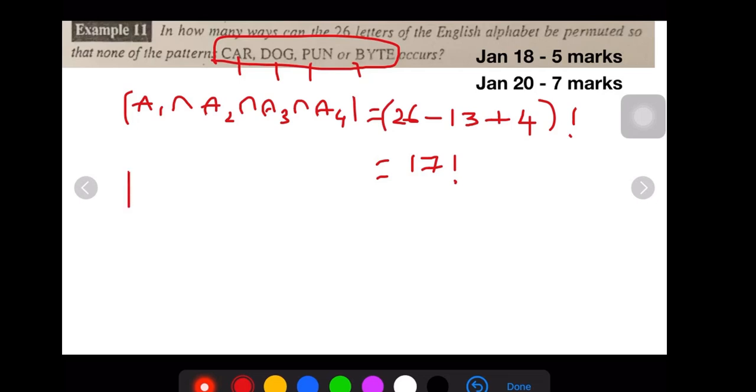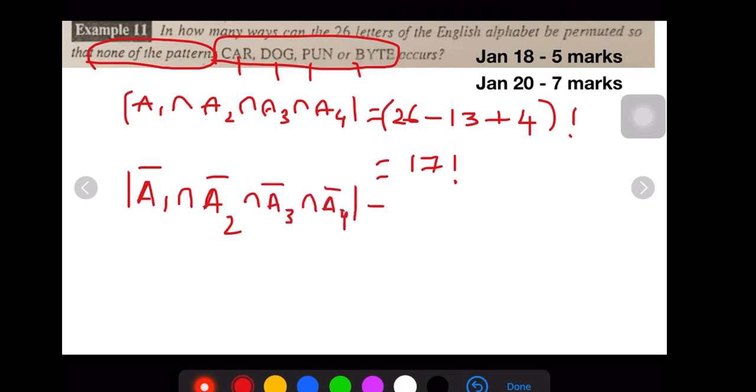So after computation of all this, you need to find out the permutations for A1 bar, because the question is that none of the patterns should be present. So A1 bar intersection A2 bar intersection A3 bar intersection A4 bar. It becomes 26 minus 13 plus 4 factorial. Totally 26 are there, minus 13, then 4. So that is all about this result.